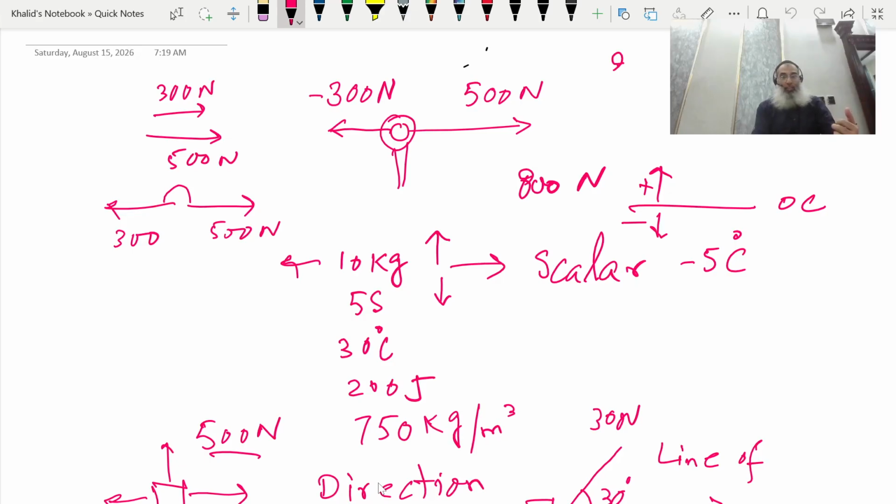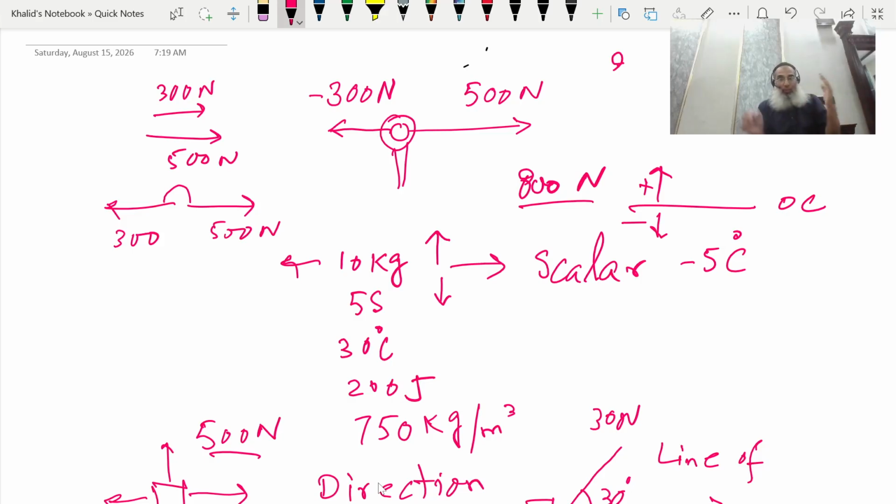Here, if the forces are in the same direction, their sum is simply their mathematical addition. 300 plus 500 is equal to 800. But if the forces are in the opposite direction, the sum is algebraic addition. 500 minus 300, because both forces are actually opposing each other. They're not reinforcing each other.